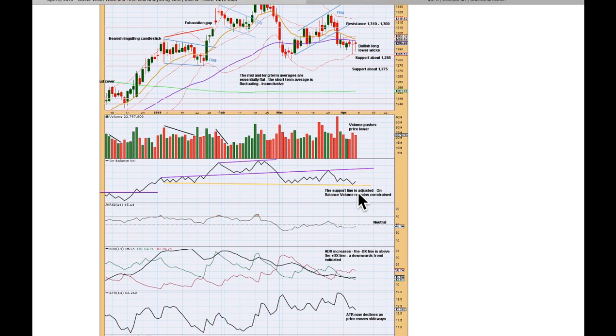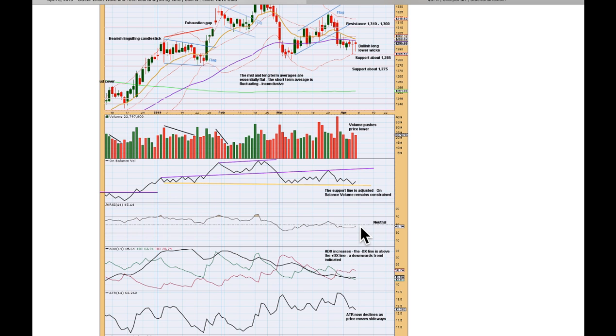I've adjusted the support line for on-balance volume. This trend line is now virtually horizontal. It has multiple tests. It has very strong technical significance. A break below this support line by on-balance volume would be a strong bearish signal.